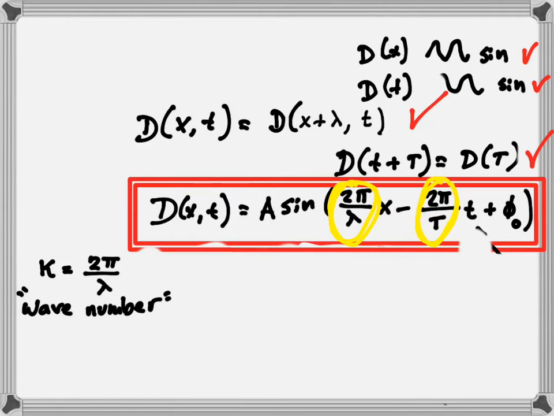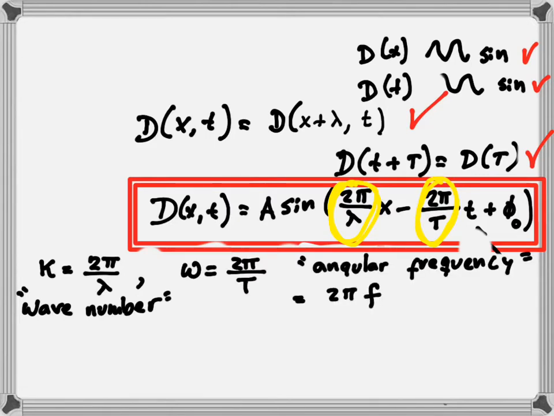And this other value, 2 pi over the period, we're going to call it the angular frequency. We're going to give it the letter omega, just like the same letter that we use for rotational motion. But this omega stands for angular frequency. And as you can see, it is the same as 2 pi times the frequency, because frequency is defined as 1 over the period. So angular frequency is 2 pi over the period, or 2 pi times the frequency. Now the units of the wave number will be radians per meter.